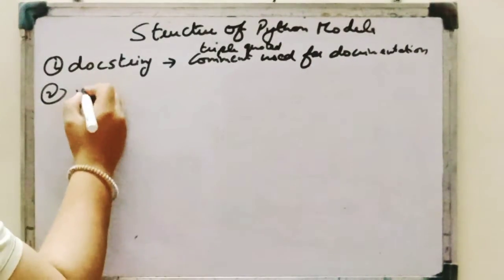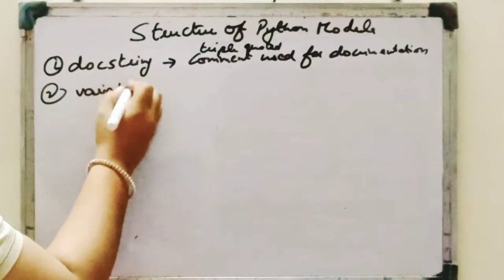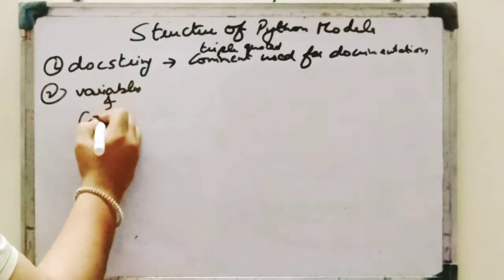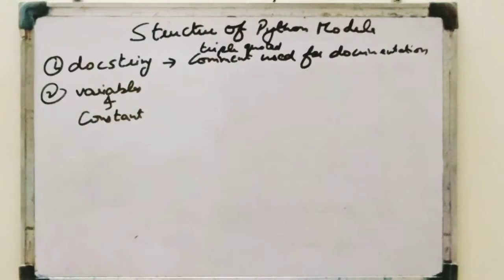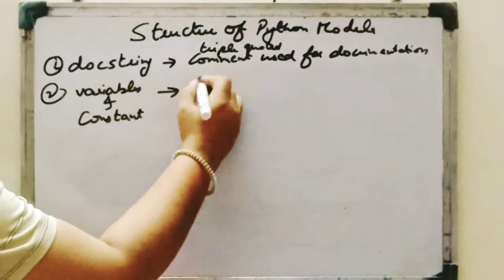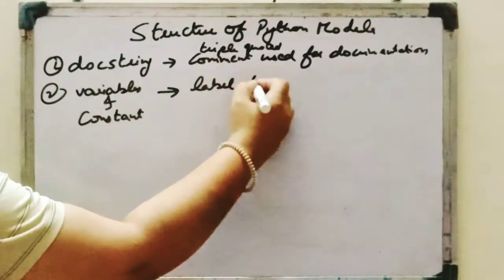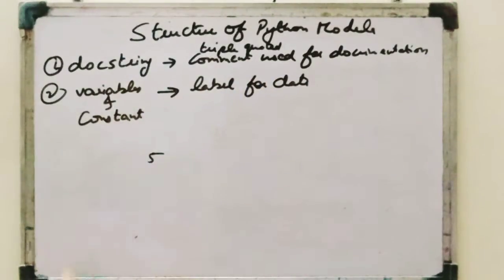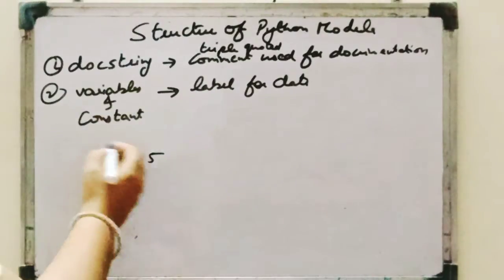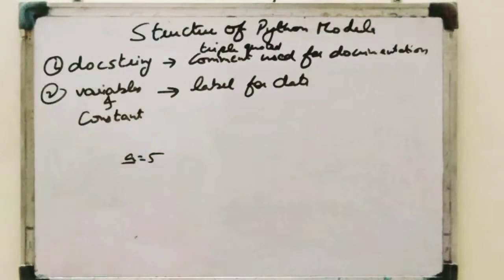Second is variables and constants. Whatever variable or constant we want to use, secondly we have to define that. It is basically the label for the data. Suppose I want to store 5, so what label do I have to give? Suppose A is equal to 5. So this is a variable. Whatever data we want to use, we have to give a label to that.